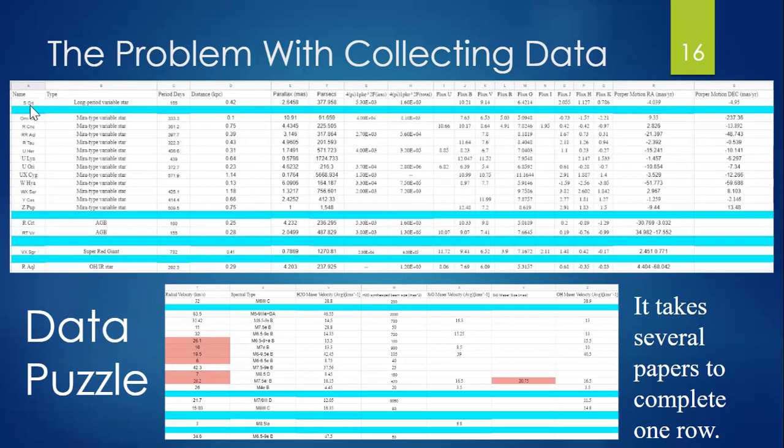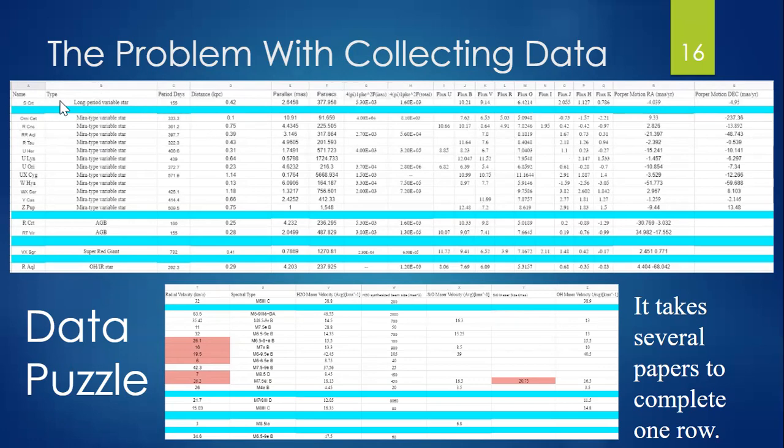So as you can see here, this is a long period variable star, or Mira-type star. Their distance, period in days, parallax, parsecs, and so on and so forth. For those of you who are not from an astrophysics background, I'll spare you the details of all this, but I was just keeping track of everything I could possibly keep track of. And the problem that I was facing is that it took several papers to complete one row.